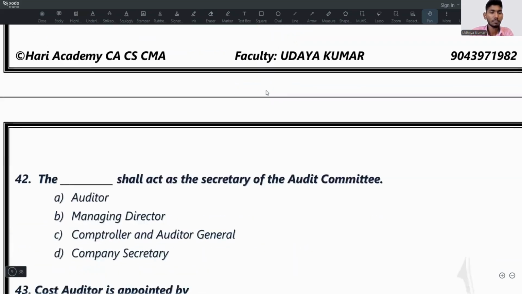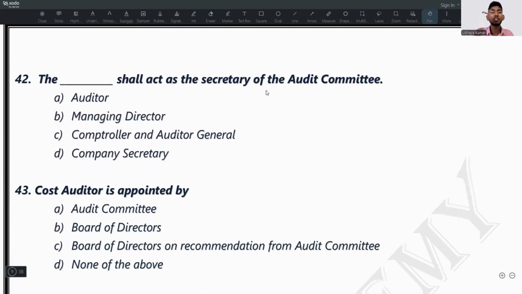So moving to question number 42, the dash shall act as the secretary of the audit committee. You have to try to answer these questions. Who will be acting as the secretary of the audit committee? Definitely the company secretary, right?